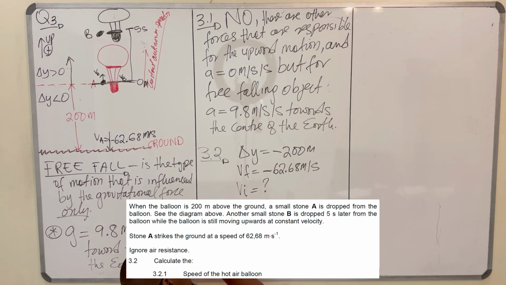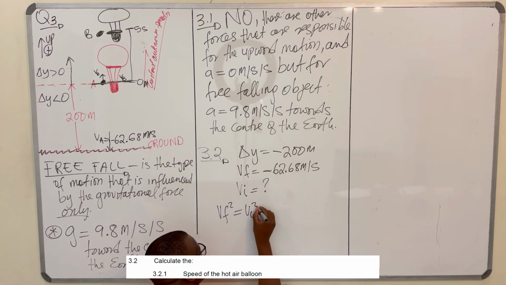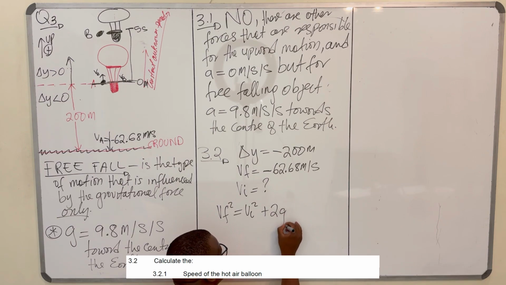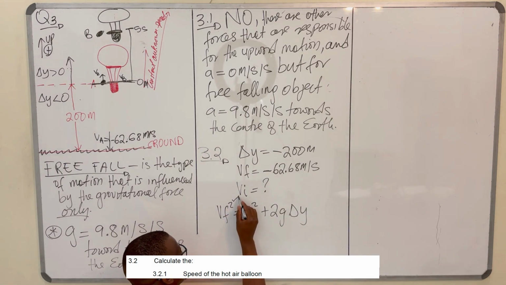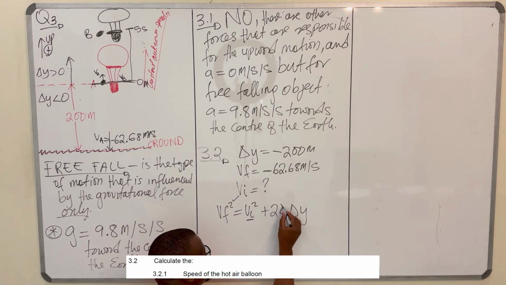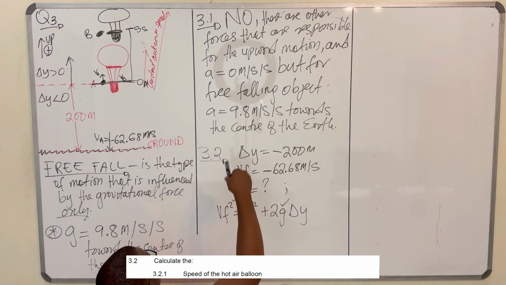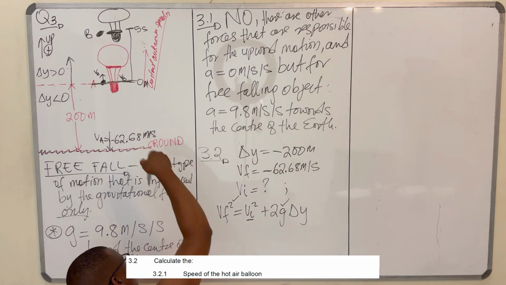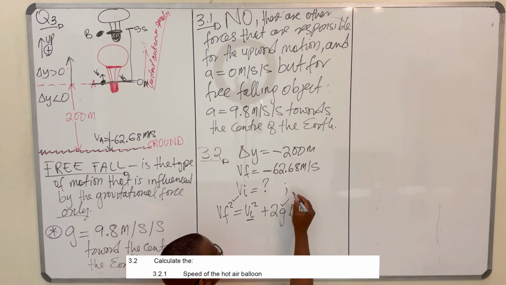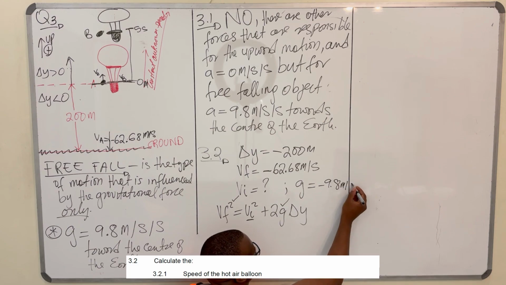So you know your equations of motion. There's one that says Vf squared is equal to Vi squared plus 2g delta y. You have the final velocity, you want the initial, and you have gravitational acceleration. Is gravitational acceleration upwards or downwards? It is downwards, so it is negative, because we said all vectors downwards should be negative. So your gravitational acceleration should be negative 9.8 meters per second squared.